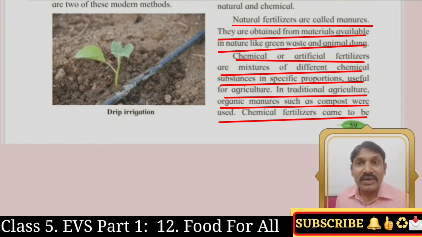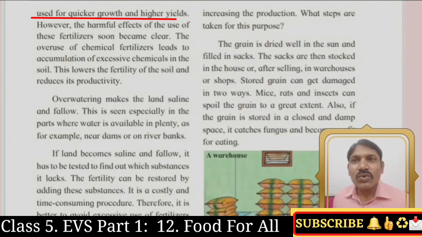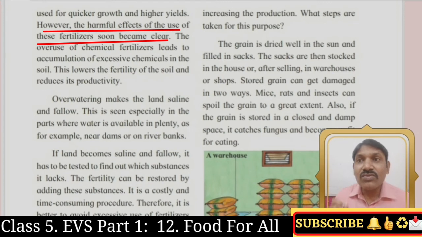In traditional agriculture, organic manures such as compost were used. Okay, students, and chemical fertilizers came to be used for quicker growth and higher yields. Why do we use chemical fertilizers? Because of the purpose of quicker growth as well as higher yield. However, the harmful effects of the use of the fertilizers soon became clear. Students, just now I have told you the chemical fertilizers are harmful for the soil.